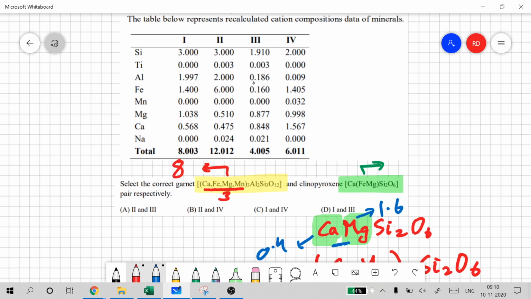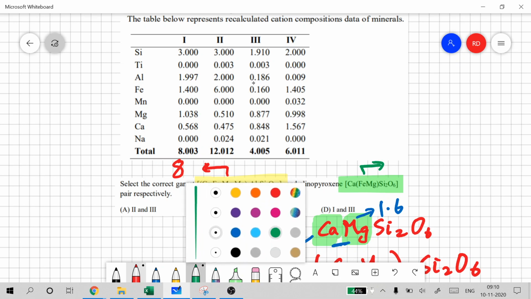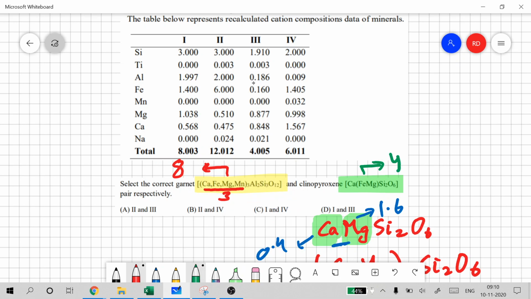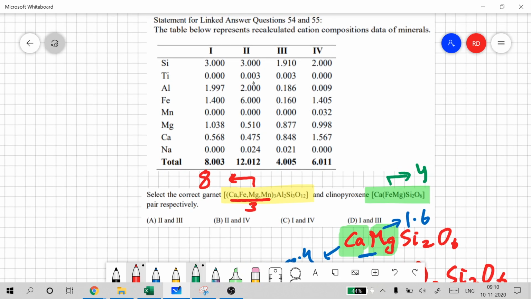So what is the total number of cations in the second formula? 4. Correct. So one Ca, Fe and Mg together, and two Si. So what should be the correct answer for this one? For garnet, where do you get 8? Then for this one you're getting 4. Where do you get 4? Here. So this should be garnet, and this should be clinopyroxene.